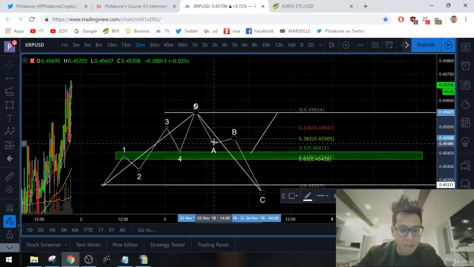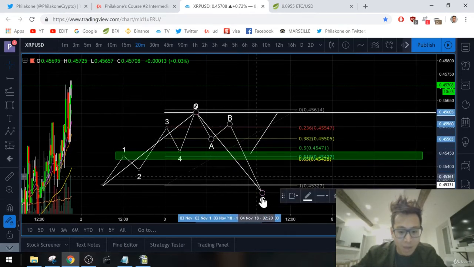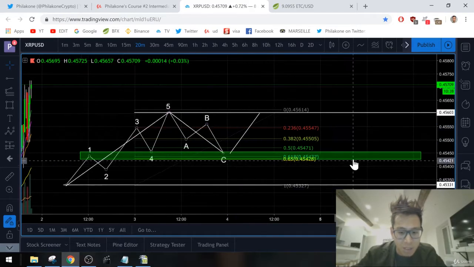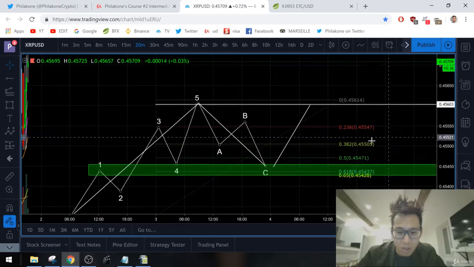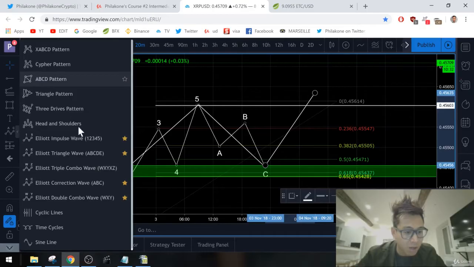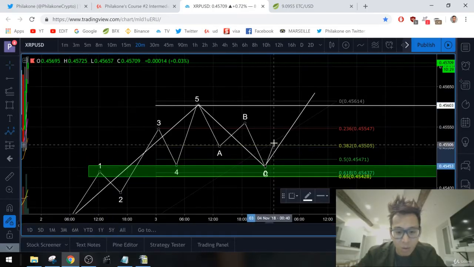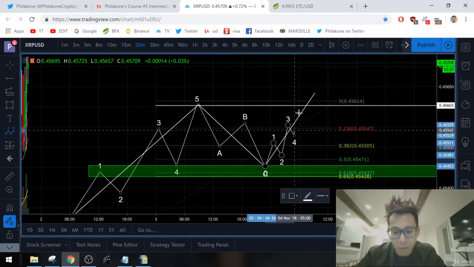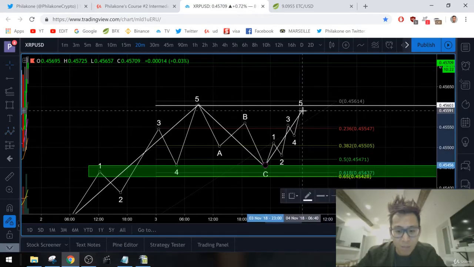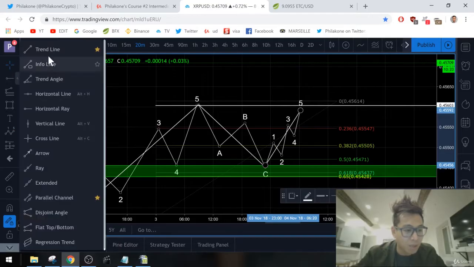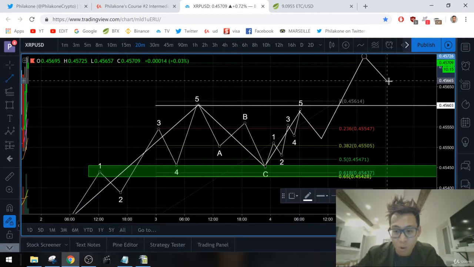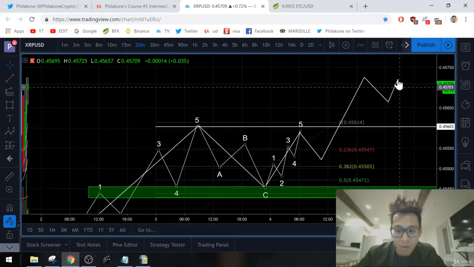So let's just say that it didn't fail for now, and that it ended up retracing to about that region, and then it ends up making this right here. Now let's get a little bit closer. Let's say that we get an impulse wave going upwards like that, where this will make the first wave only: 1, 2, 3, 4, and 5. Normally, we would want it to be something like 1, 2, 3 that breaks out of it, 4, and 5, wherever that one might be, somewhere higher.